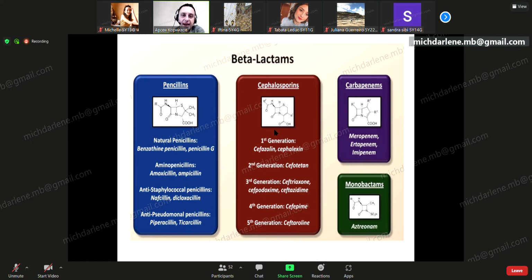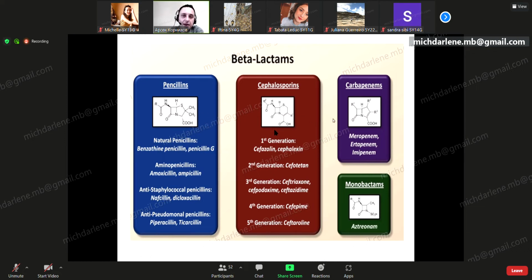From another side, this similar structure makes some negative aspects possible, such as cross resistance. Yes, it means if a person has resistance to penicillins, the chance of also having resistance to cephalosporins is very high, or even to carbapenems.